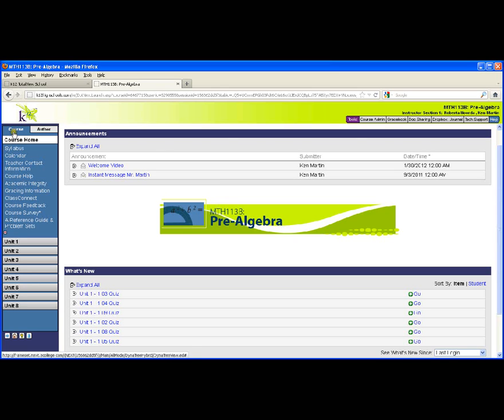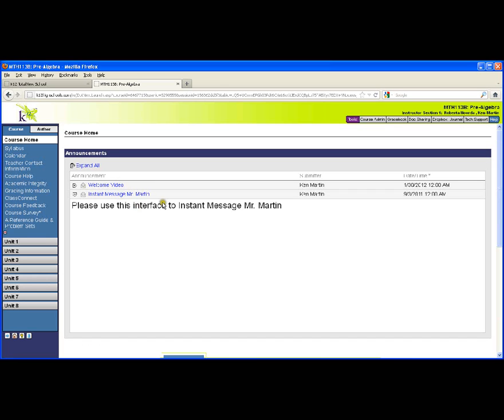First of all, this is what we call the LMS. This is where all your learning takes place. You're going to see the units here, Unit 1, Unit 2, Unit 3, Unit 4 on the left side. That's where you're going to do most of your work. Right now what you're seeing are the course announcements. You're going to see a welcome video or an instant message, Mr. Martin.